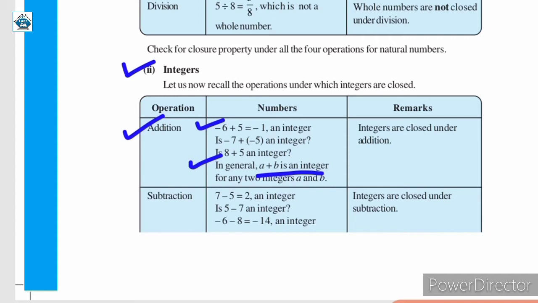यानी कि कोई भी दो इंटीजर्स को आप ऐड करोगे तो आंसर आपको हमेशा इंटीजर ही मिलेगा. So with this we can say integers are closed under addition.